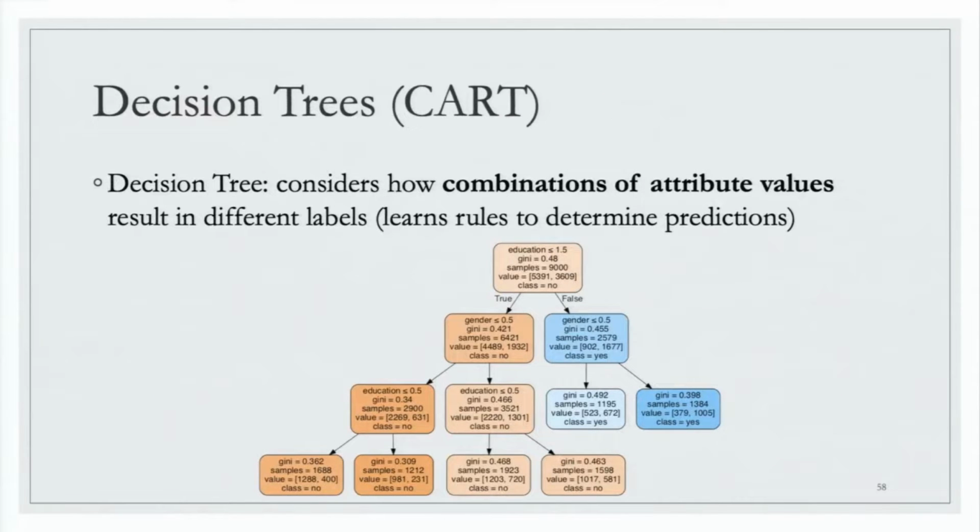So decision trees in general are going to be models that learn how combinations of attribute values lead to different outcomes, or at least are correlated with different outcomes. I want to stay away from the causation language here. Basically, what it's learning is a bunch of rules that determine predictions.